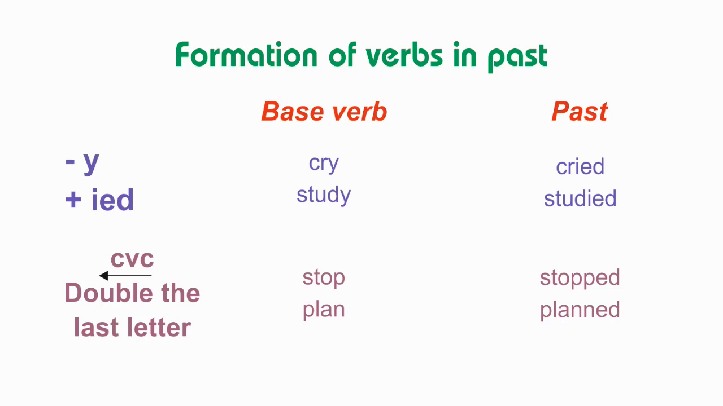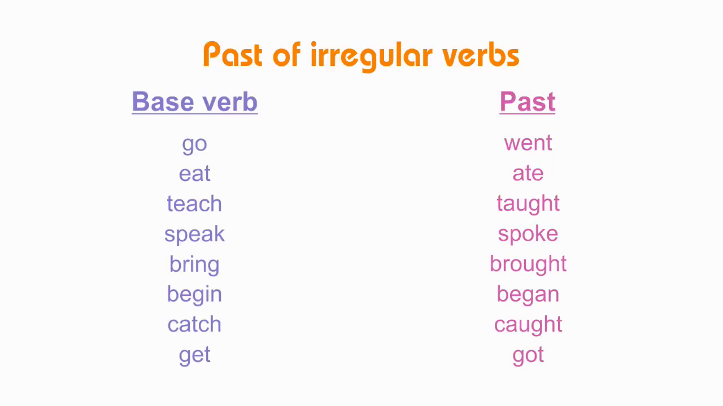But for some verbs that finish in consonant like stop, plan, from the end of the verb, if the verb is ending in consonant, vowel and consonant, then the last consonant is doubled and ed is added to make past of the verb. Moving with irregular verbs. The past of the irregular verbs are little or completely different from the base verb. For example, go, went, eat, ate, teach, taught, speak, spoke.